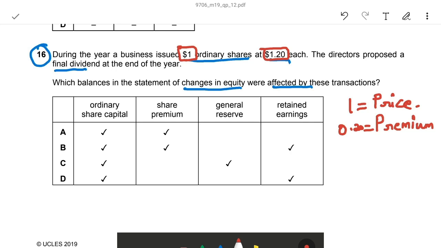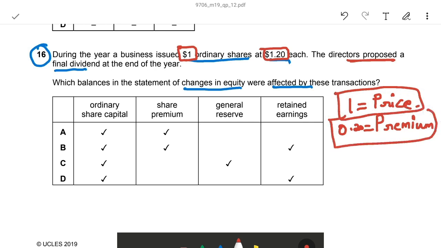Here the directors then proposed a final dividend. They just proposed the final dividend. They have not paid the dividend. If they paid the dividend, it would be paid from the retained earnings. But proposed means it is not paid from the retained earnings. So what are the changes in the equity? Equity will change in the capital part, increasing by 1 plus the premium part 0.20 also increases.